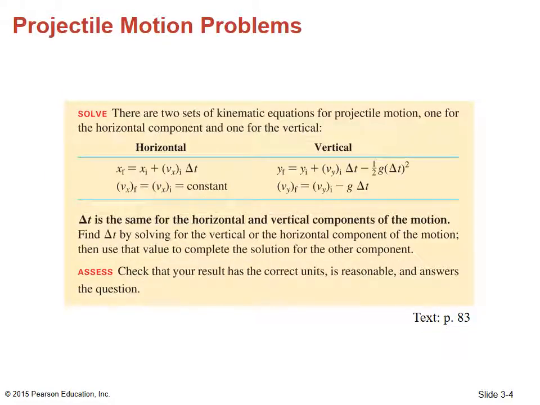There are two sets of kinematic equations for projectile motion, one for the horizontal component and one for the vertical. Delta t is the same for horizontal and vertical components of the motion. Find delta t by solving for the vertical or the horizontal component of the motion. Then use that value to complete the solution for the other component. And finally, check that your results have the correct units. It is reasonable and it answers the question.